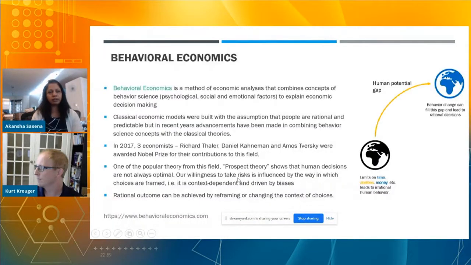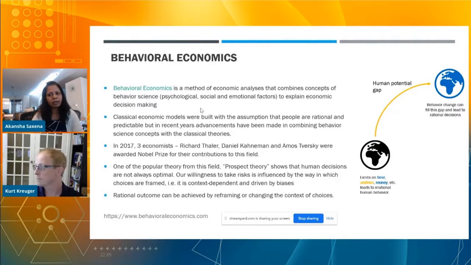So let's go to the background. Behavioral economics is essentially a method for economic analysis that combines concepts of behavioral science to explain economic decision making. It is a known concept, and a lot of people have been hearing about it. The classical economic models were built with the assumption that people are rational and predictable. But in recent years, advances have been made in combining behavioral science concepts with classical economic theories.